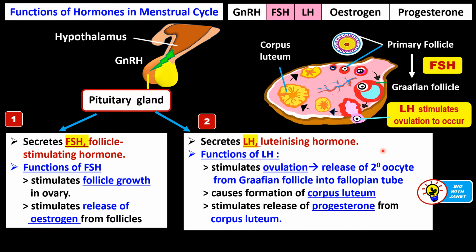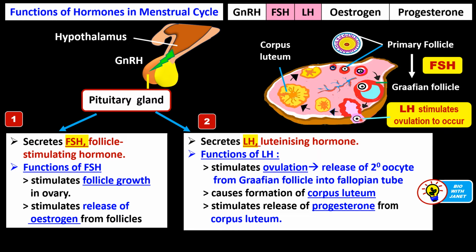LH is the luteinizing hormone, secreted also from the pituitary gland. Functions: it stimulates ovulation to occur on day 14, whereby there's the release of a secondary oocyte. Now, please spell out in full. Here I've used the short form because there's not enough space, right? So LH stimulates the release of the secondary oocyte from the Graafian follicle that bursts into the fallopian tube. This is called ovulation, right? So ovulation is stimulated by LH.